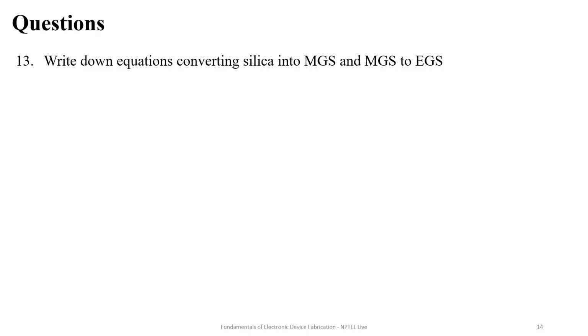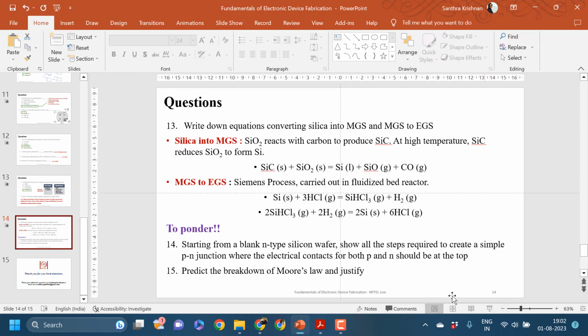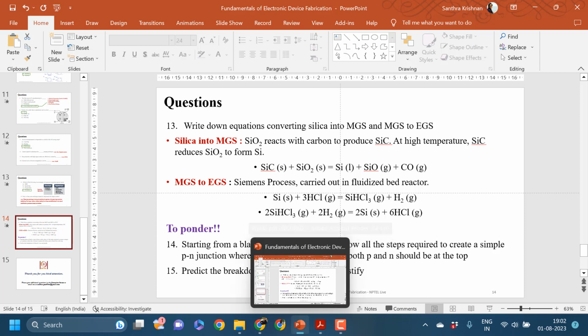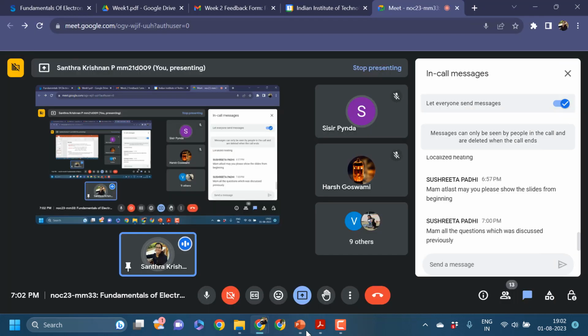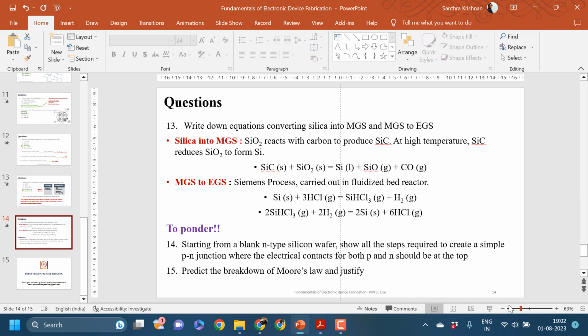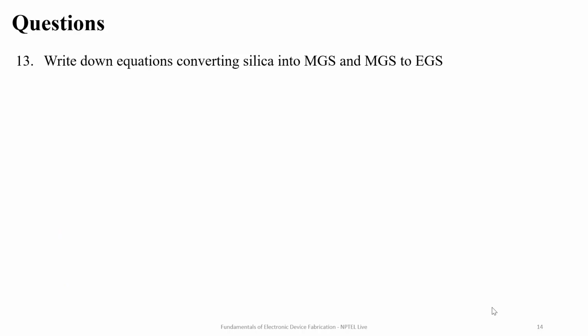So first, silicon will be reacted with HCl. In the Siemens process, the first step is that silicon is reacted with HCl. Can anybody tell me what the product will be after that? Si plus HCl. Yeah. Then the trichlorosilane will be reduced with hydrogen to give Si and 6HCl.